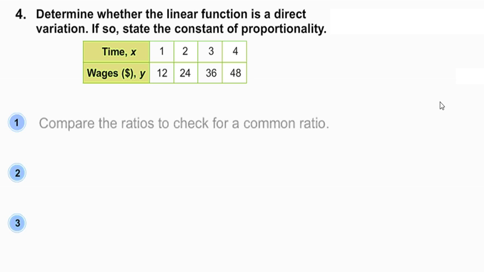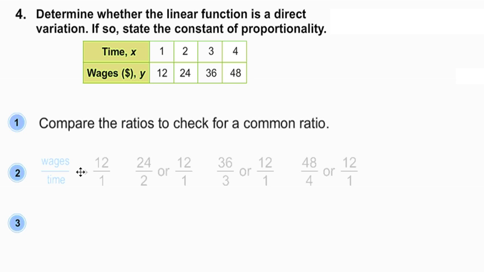So the first thing we're going to do is we're going to compare the ratios to check for a common ratio. Again, remember it's y over x. So we're going to set up 12 over 1, 24 over 2, and so forth. So we have those 12 over 1, 24 over 2, 36 over 3, 48 over 4. And if you'll notice, they all equal 12 over 1.